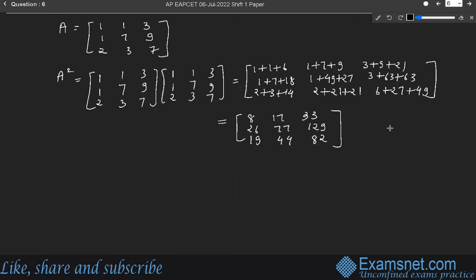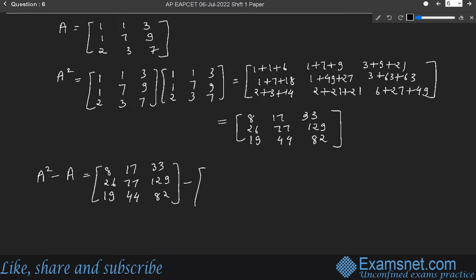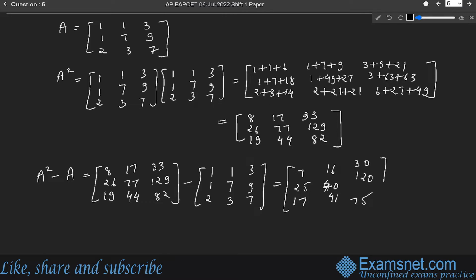Now let us calculate A square minus A. So A square minus A will be [8, 26, 19; 17, 77, 44; 33, 129, 82] minus A. A is [1, 1, 2; 1, 7, 3; 3, 9, 7]. So it will be equal to 7, 25, 17, 16, 70 and 41, 30, 120 and 75.